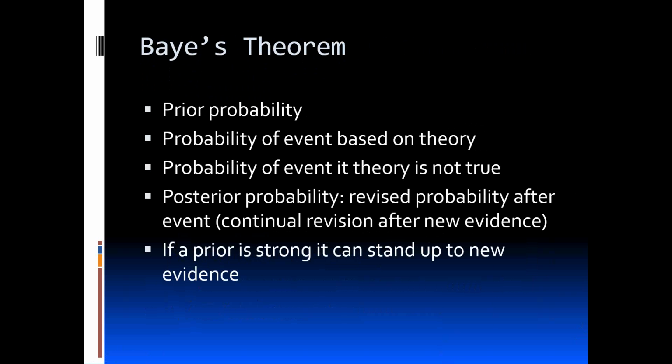Y is the probability after the event has occurred that the event has occurred based on why you think it occurred. Z is the probability that the event that happened doesn't have anything to do with your theory. And then the posterior probability is that unknown that we're looking for. So this is your revised probability after an event has occurred, or we could say your revised diagnosis after evidence has come in, which you hopefully are continually revising.